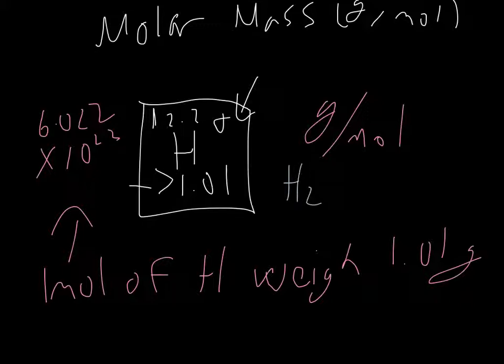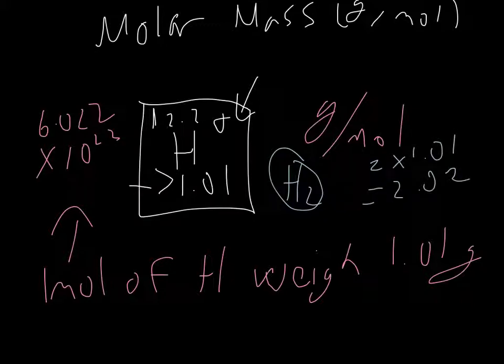What's the molar mass of hydrogen as a molecule? There are 2 hydrogens, so 2 times 1.01 equals 2.02. So 1 mole of hydrogen gas is going to have a mass of 2.02 grams. I shouldn't say weigh, it should have a mass, because mass is different from weight.